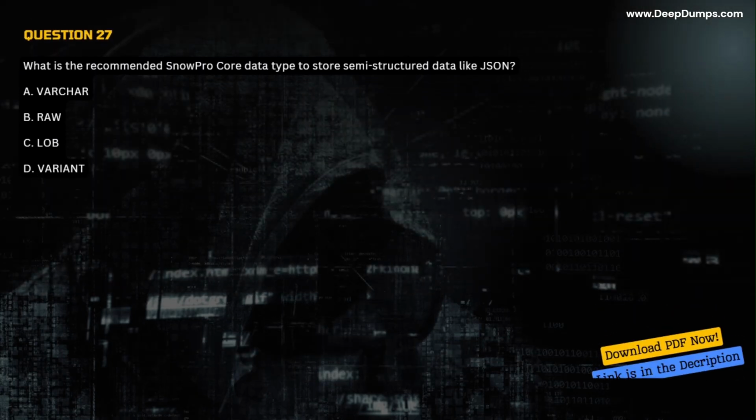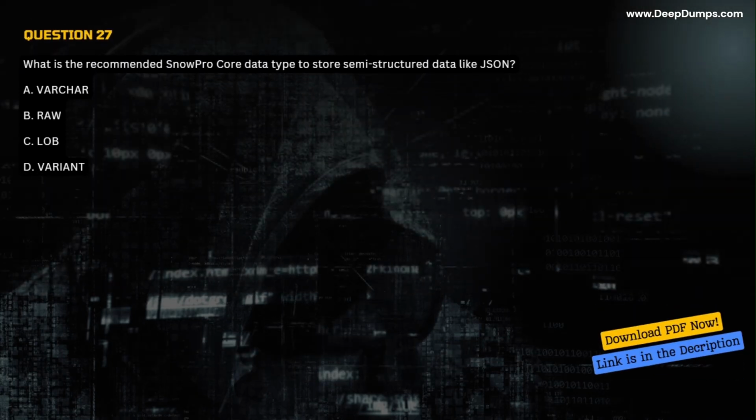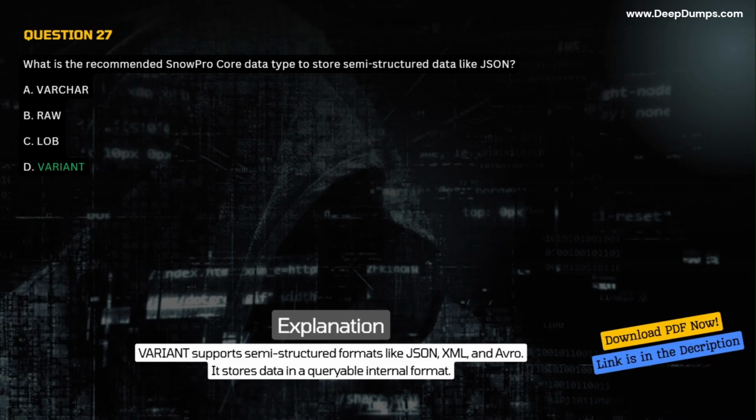Question 27. What is the recommended Snowflake data type to store semi-structured data like JSON? A. Varchar. B. Raw. C. Lob. D. Variant. Correct answer D. Variant. Explanation: Variant supports semi-structured formats like JSON, XML, and Avro. It stores data in a queryable internal format.